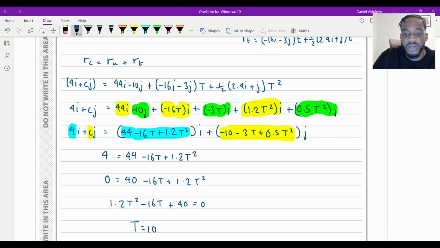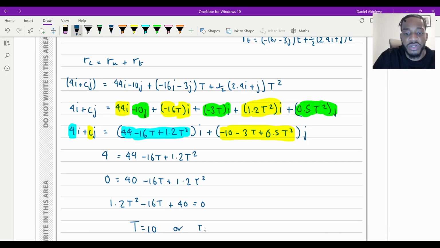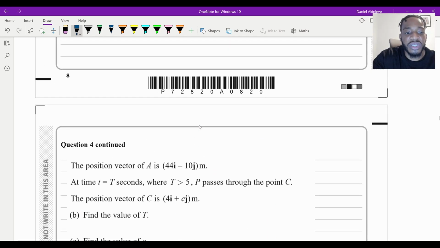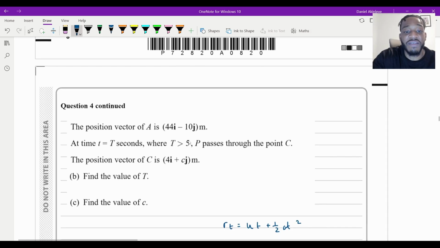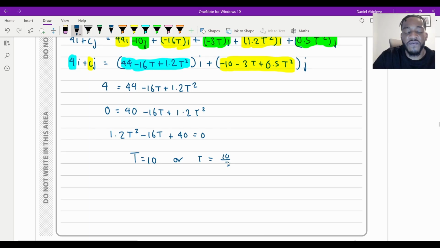Are there any other values? Yes, there are. There's 10 thirds, right? So we've got t is equal to 10 or t is equal to 10 thirds. Now remember though, they told us that t was greater than 5. So since t is greater than 5, it can't be this one. 10 over 3 is 3.3 recurring, isn't it? So we can just say that since t is greater than 5, t is equal to 10. And that would be our answer for part B.